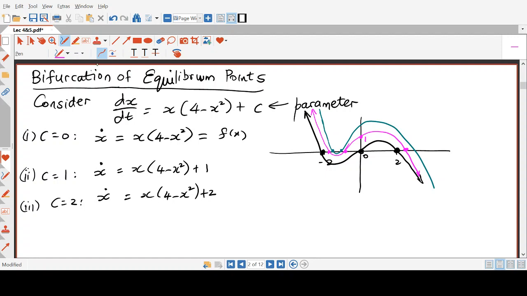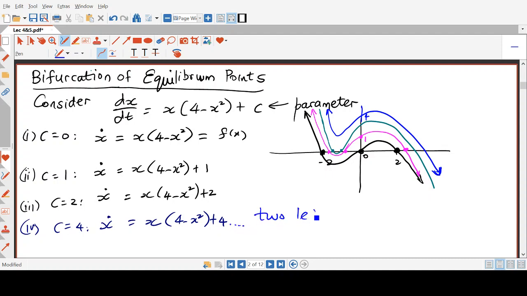If I carry on increasing c, let's take c equals 4. x dot equals x into 4 minus x squared plus 4. You will see that now one of the fixed points disappears. On the left-hand side, it's not crossing the x-axis anymore. So you can say the 2 left fixed points disappear.